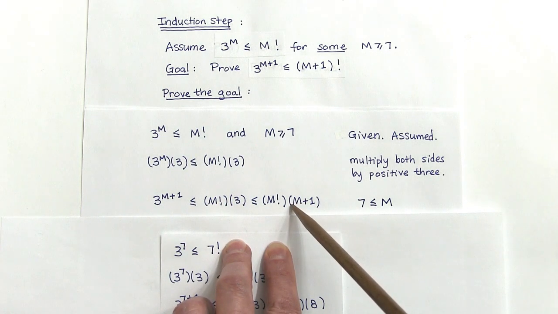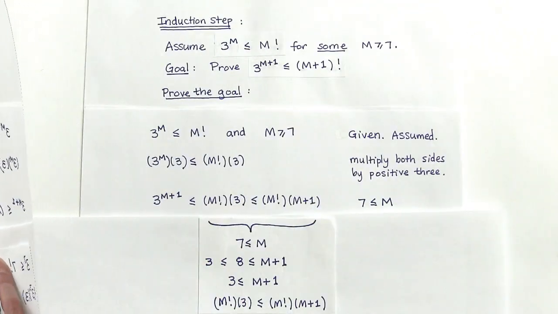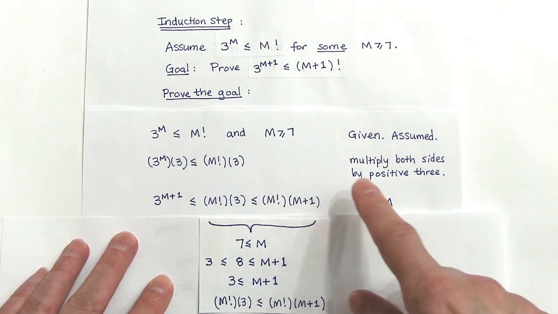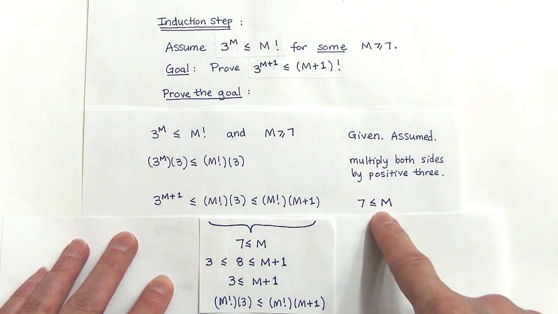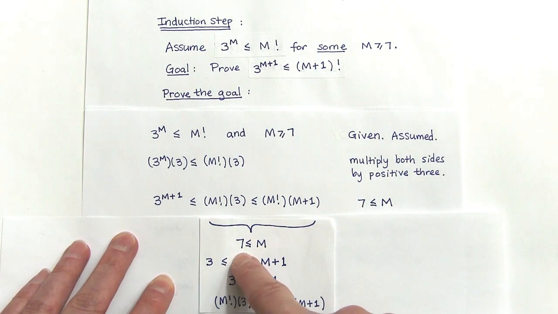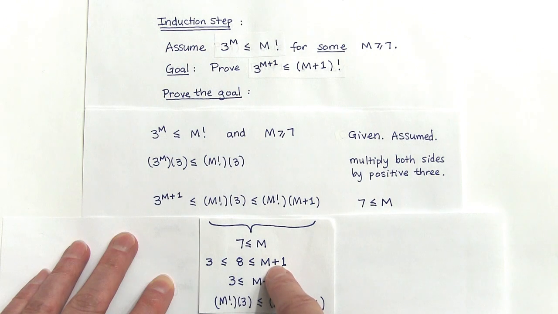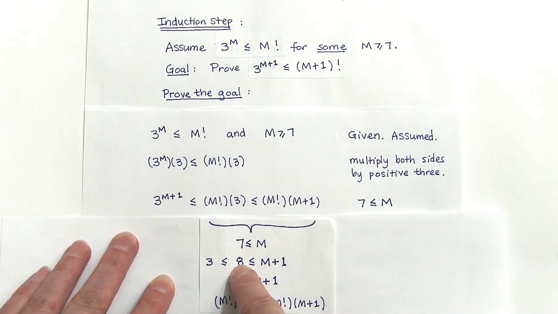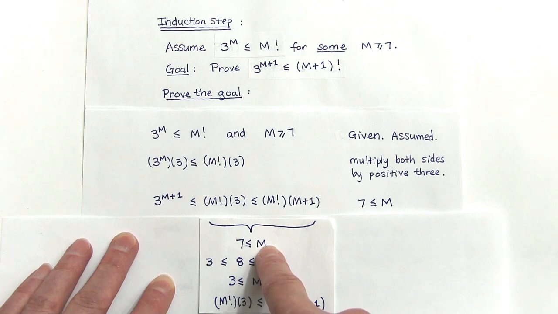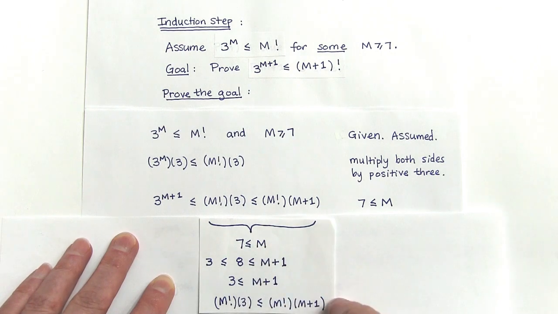I can write that down explicitly for you, like this, just to make sure I'm being perfectly clear. So again, how I accomplish this step is I use the fact that m is some number greater than or equal to 7. If m is greater than or equal to 7, then m plus 1 is greater than or equal to 8. This is another order axiom. If I have an inequality, I can add the same thing to both sides, and the inequality will be maintained.